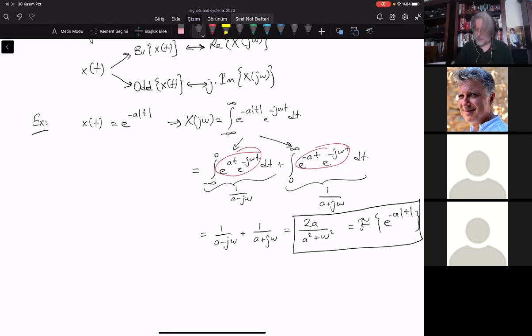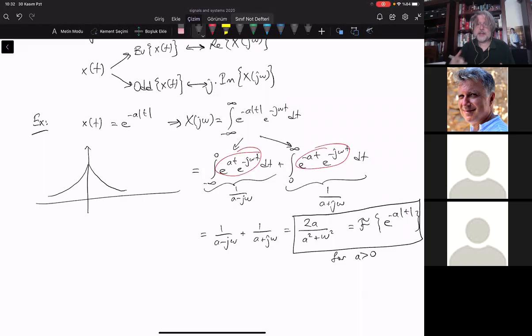Okay, this is the formula. Of course, this is for a greater than 0. Yeah, I forgot to mention that. If a is greater than 0, then e to the minus a absolute value of t will be a decaying exponential on both sides, like this. From both ends, it will decay.